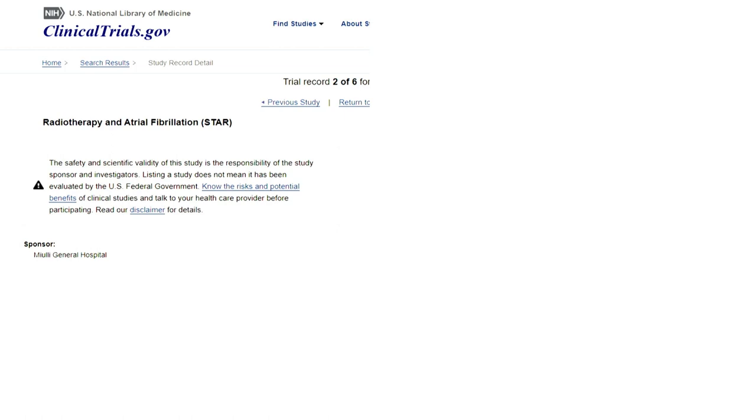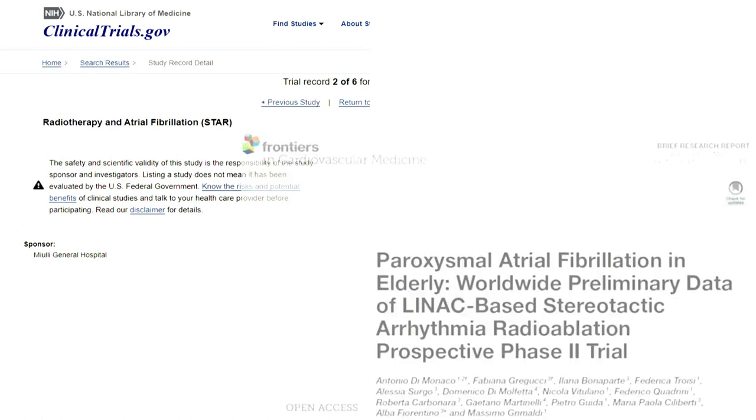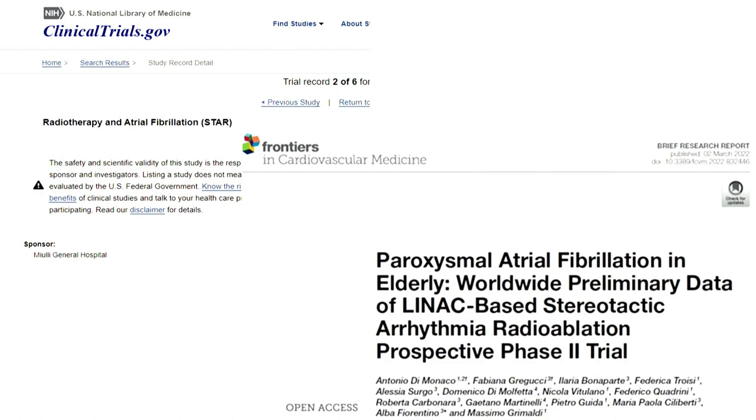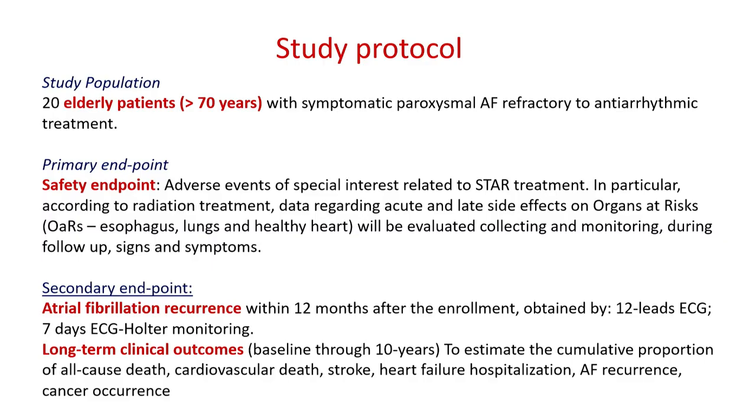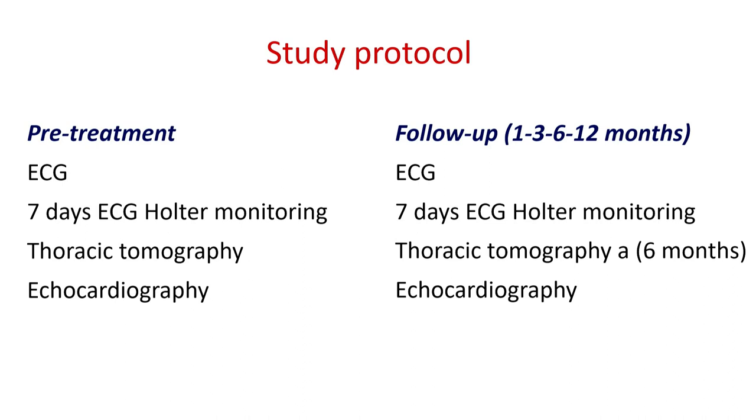So we started our study. We wanted to enroll 20 patients over 70 years old with a lot of episodes, at least 2 episodes per week. So we found very symptomatic patients. The primary endpoint, of course, is a safety endpoint, evaluating especially the bronchus, lung, and esophagus. And the secondary endpoint was an efficacy endpoint about atrial fibrillation recurrences and long-term clinical outcomes.